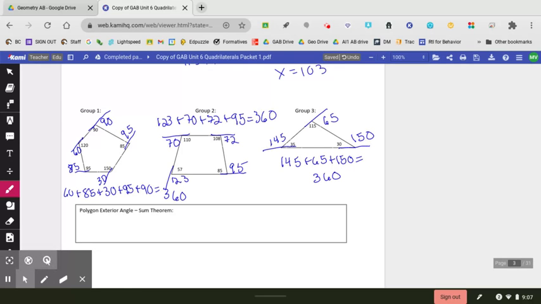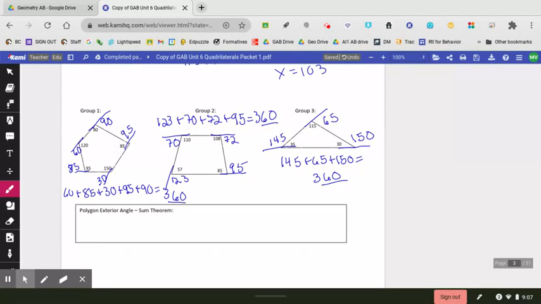Okay, so I extended all the vertices so that I had one exterior angle at each vertex. I found their measurements by knowing the fact that they make supplementary or linear pairs. And then I added them all up, and no matter what my shape was, the sum was 360.